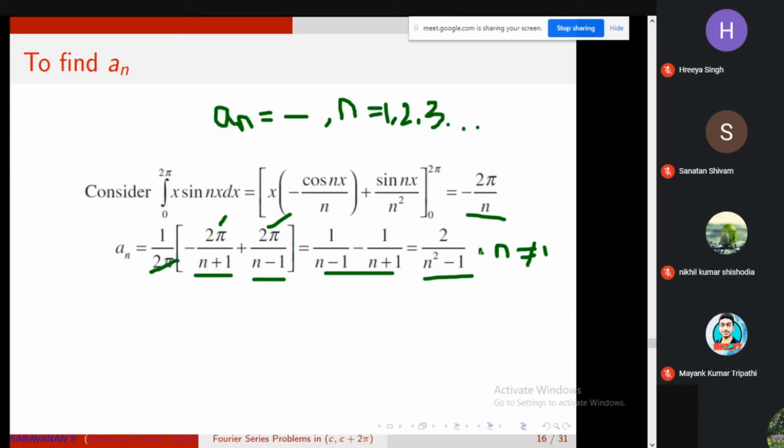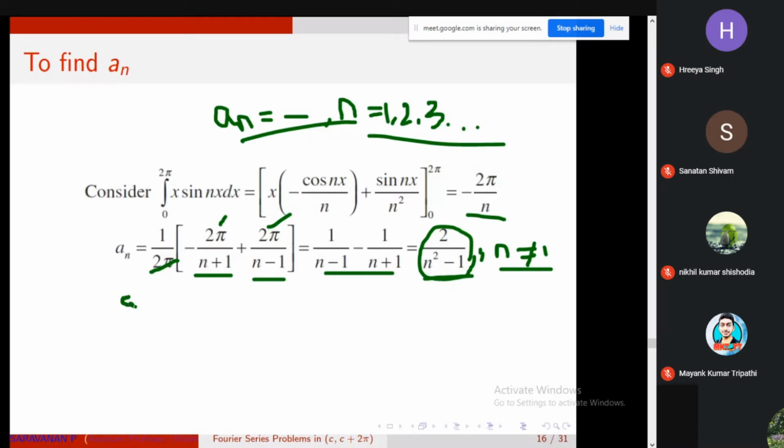So n is not equal to 1. Whatever result we have written here is not true for n equal to 1, because for n equal to minus 1 also the denominator becomes 0, but I don't bother about minus 1, because in an your n varies from 1, 2, 3, etc. up to infinity. Therefore, whatever I have written here, 2 divided by n square minus 1, is not valid for n equal to 1. It is valid only for a2, a3, a4.